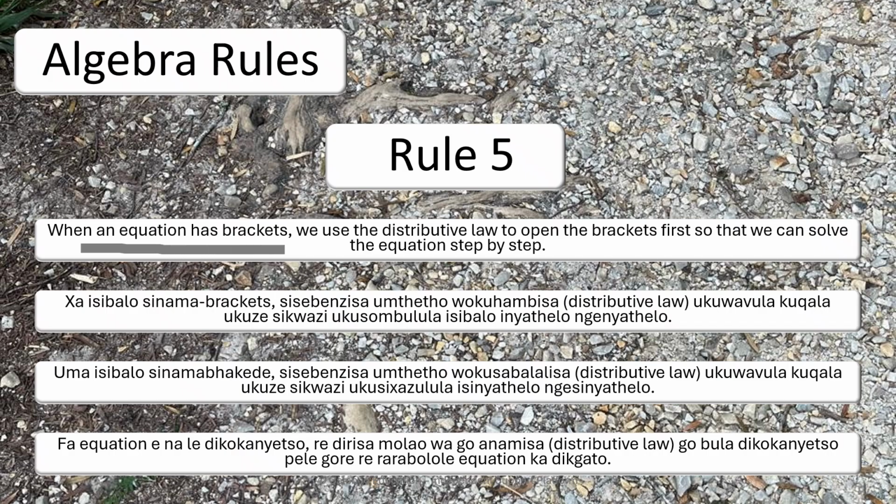When an equation has brackets, we use the distributive law to open the brackets, take away the brackets, or factorize the brackets. We need to do that first so we can solve for x or solve for the unknown. We need to remove the brackets by using a math law called the distributive law. You're most probably more familiar with the actual math than the theory of the law. So let's have a look at an example.